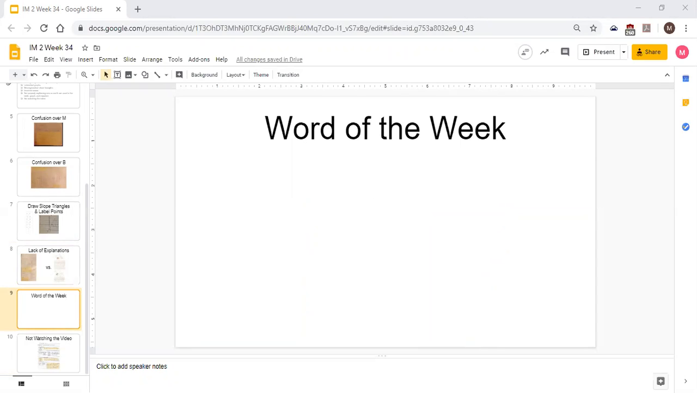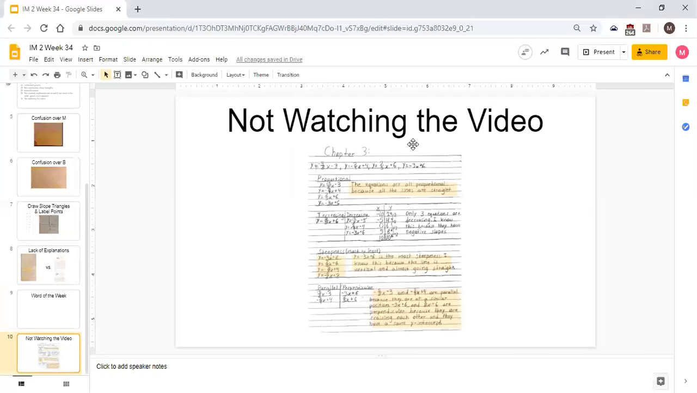And that's the word of the week because students are not explaining clearly. They're writing a couple sentences to explain the entire chapter. And then the last common mistake is they're not watching the video. I can tell if you're not watching the video because of the following. Take a look at what the student did, just reading their sentences.